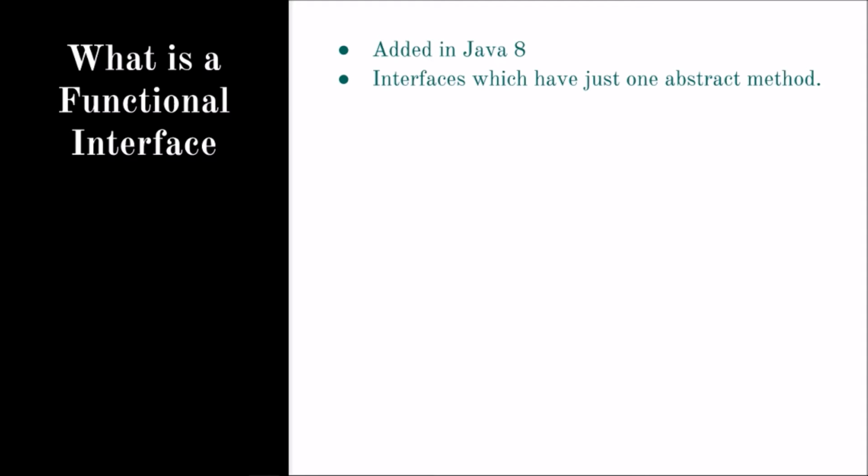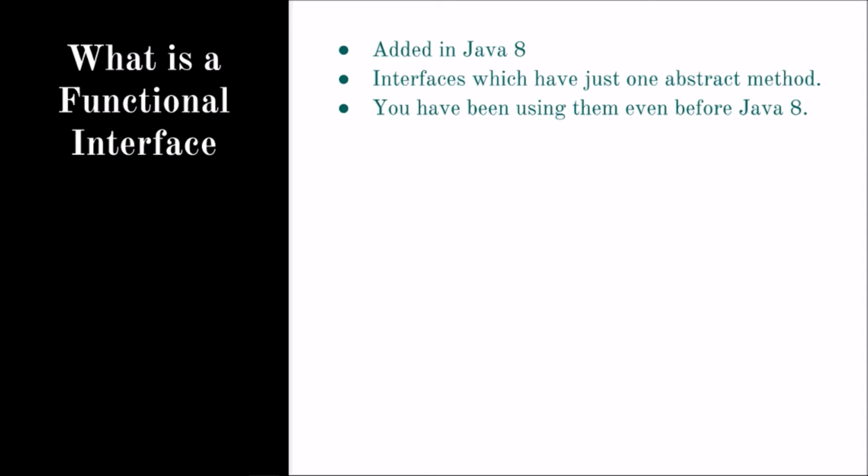Functional interfaces were added in Java 8. The basic thing you should remember is that they are interfaces which have just one abstract method. That is the very simple rule: any functional interface can have just one abstract method. There is one more rule, but this is the most important thing which you need to remember.